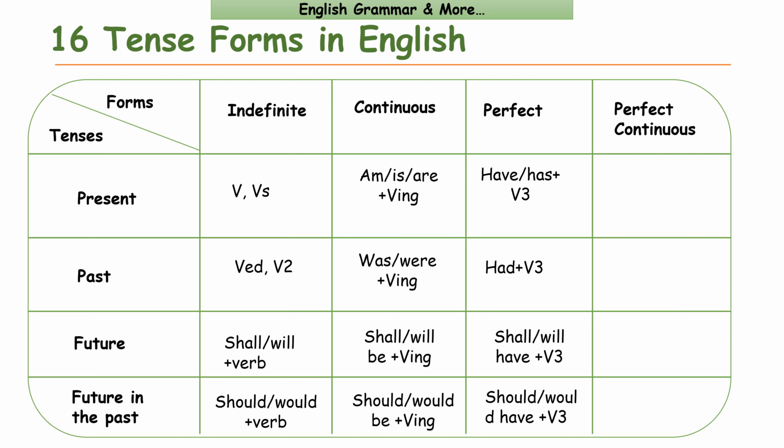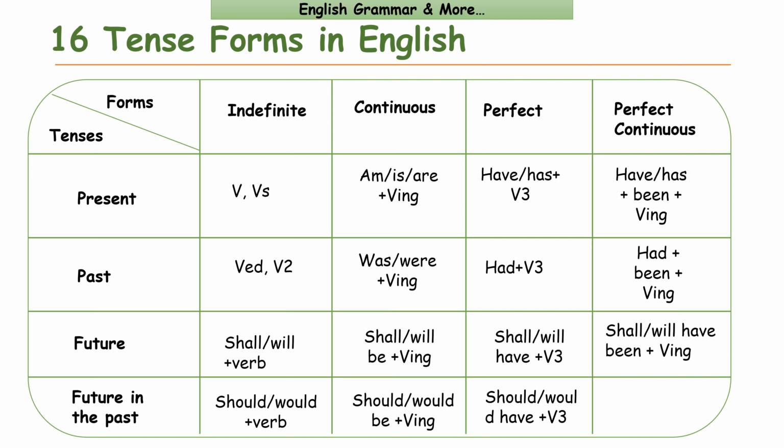Lastly, perfect continuous tense form is made basically by combining continuous and perfect tense forms. Now, for present perfect continuous, the formula would be have or has, been, verb ing. For past perfect continuous, had, been, verb ing. For future perfect continuous, shall or will have, been, verb ing. For future in the past perfect continuous, should or would have been, verb ing.